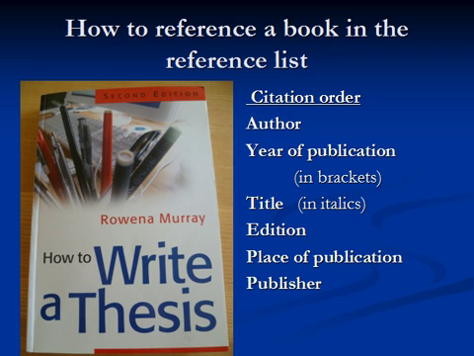If you want to reference a book in the reference list, the first thing you need to look at is the citation order, or the order in which the references are set out. Take note of the author, their surname and their first initial, the year of publication, and that's placed in brackets, the title of the book, which is placed in italics, the edition, only if it isn't the first edition, the place of publication, and the publisher.